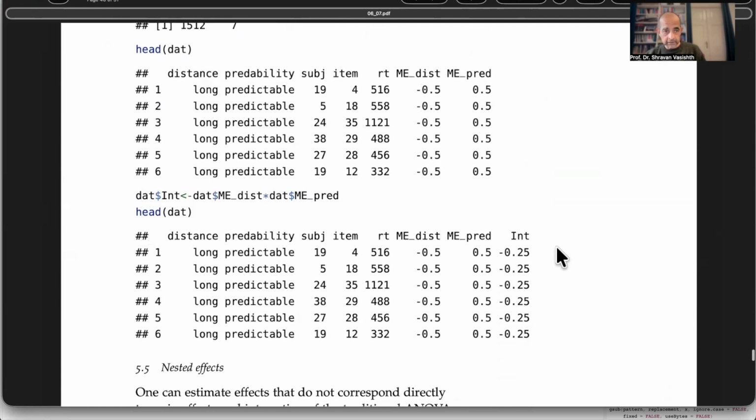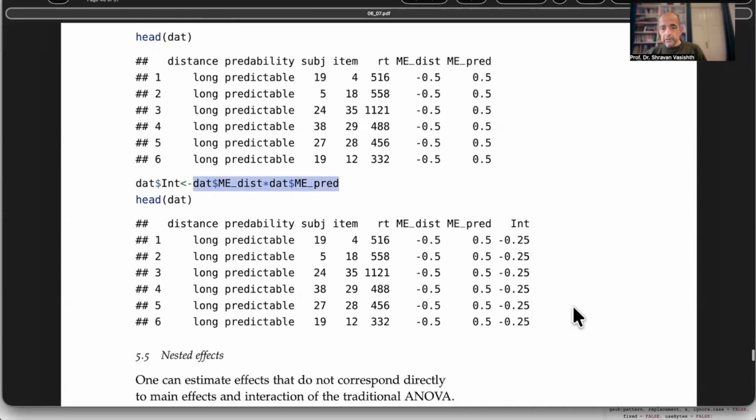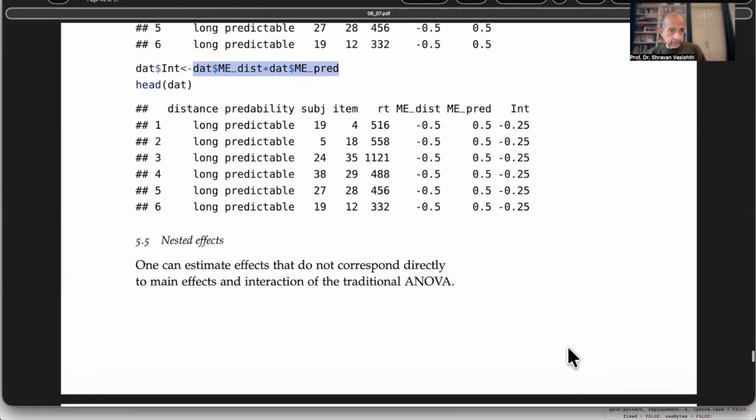Okay, that's much faster than writing the if-else commands, which are pretty tedious. And then the interaction, you can just add one more column by just multiplying these two guys. So you get the interaction here, right? So we are back to where we started, right? With the 2 by 2 contrast coding.